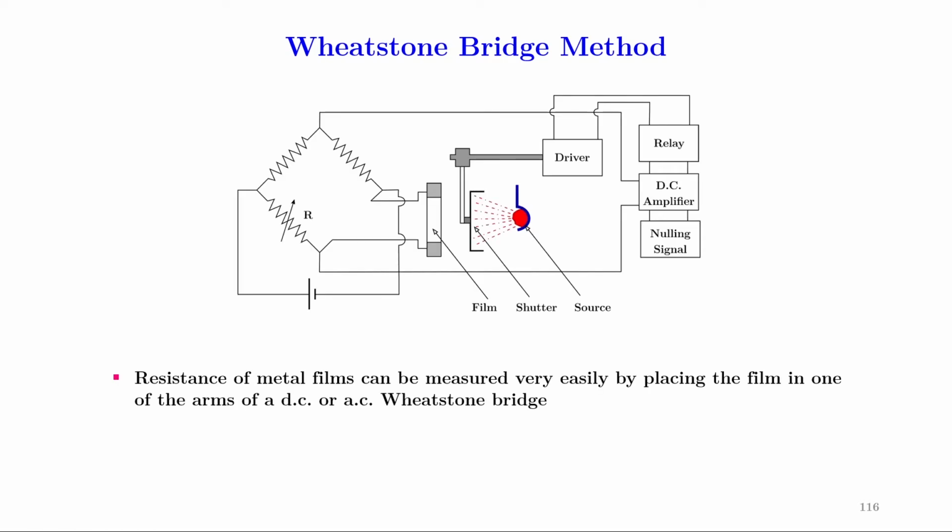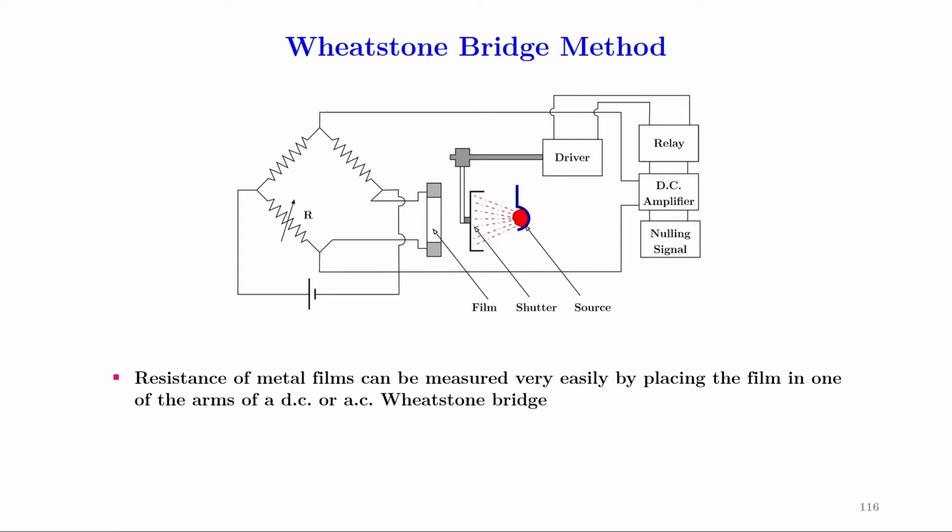Wheatstone bridge method. In this method, the thin film whose conductivity is to be measured is connected in one of the arms of a Wheatstone bridge. There is a source which produces evaporations and whose rate of deposition on the thin film could be controlled using a shutter that is connected to a driver and a relay.